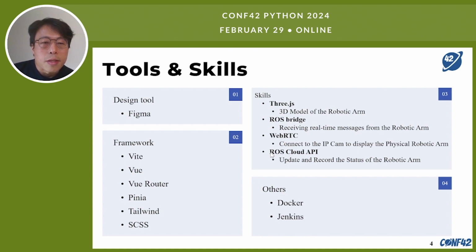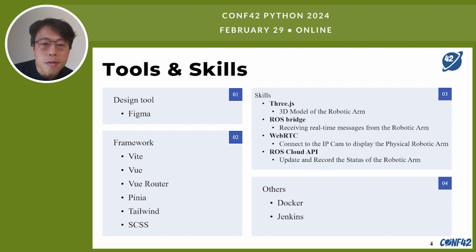Here are the tools and skills we use in our project. First of all, the design tool we use is Figma, a well-known tool most designers use. Then we use some frameworks: one is Vite and the other is Vue. We integrate both in our project. We also use Vue Router and Pinia to call our backend API, and Tailwind and Sass to style our HTML pages.